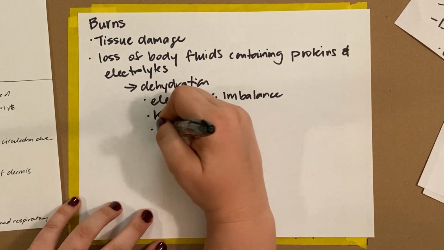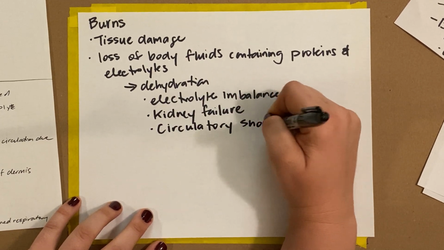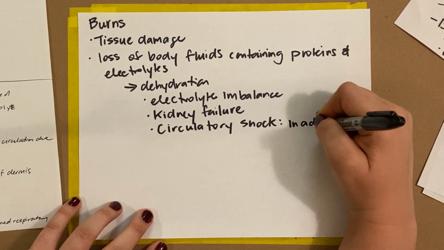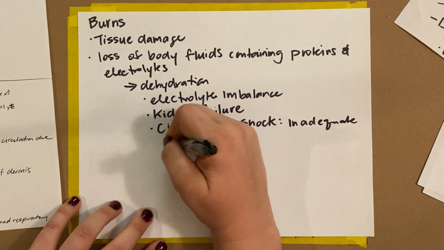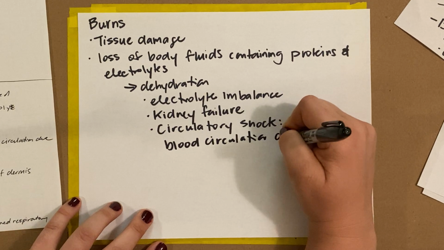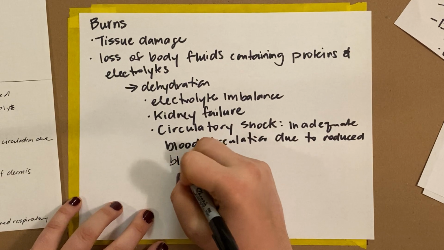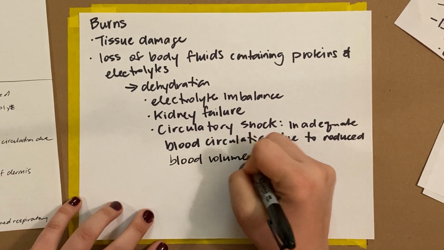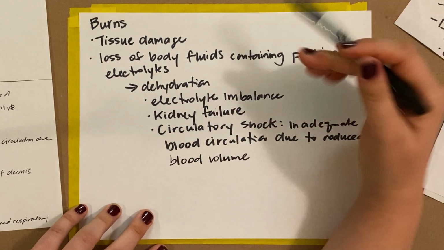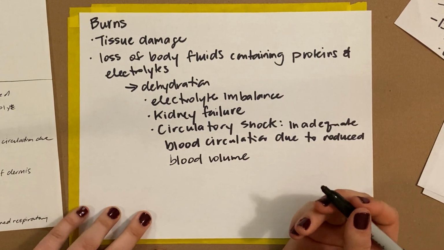And then something called circulatory shock, which basically is that you have inadequate blood circulation due to reduced blood volume. Okay, so that is very dangerous. So this is kind of when you get burned, if it's severe enough, this is what we're actually most worried about. Okay, now there are different types of burns that you've probably heard of.